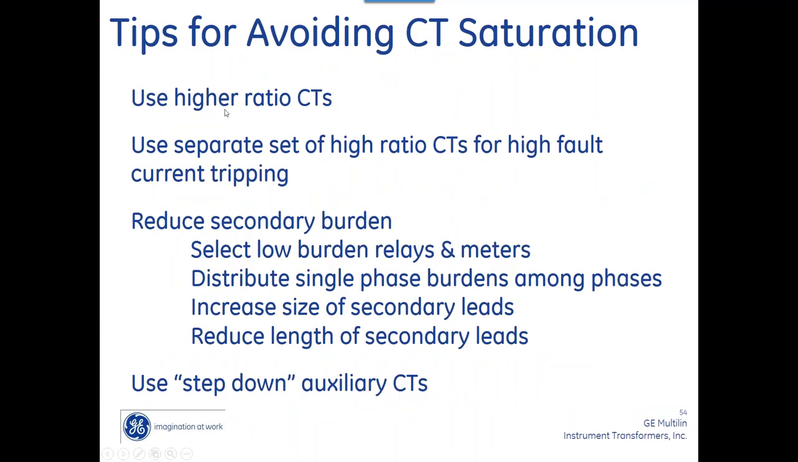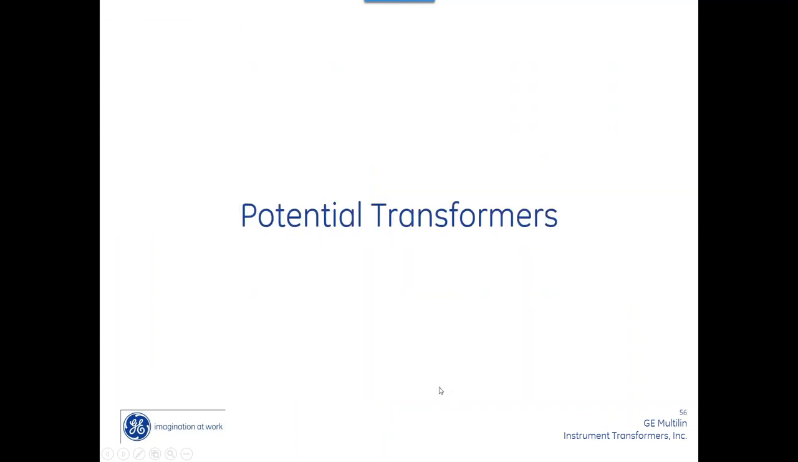Tips for avoiding CT saturation: use higher ratios, use a separate set of CTs for higher ratios for high fault currents, reduce the secondary burden, use step down auxiliary CTs, which I don't personally care for. I've covered that really quick. Are there any questions on CTs?